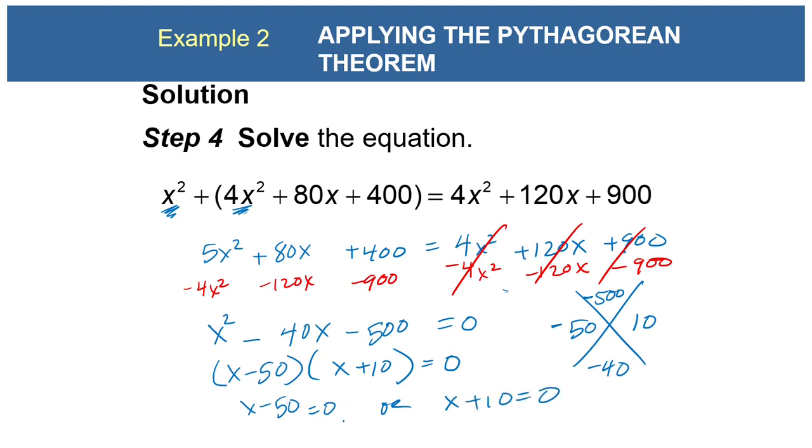And of course you could solve each of these for x. The first one gives me x equals 50. And the second one gives me x equals negative 10. But the negative 10 doesn't make sense because we can't have a negative length. So we'll throw away that, and so we'll keep x equals 50.